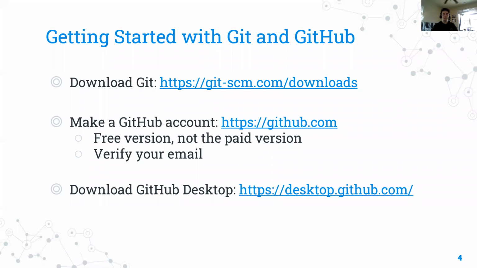So there will be 3 main steps associated with getting started with Git and GitHub. The first step will be to download Git, the second will be to make a GitHub account, and the third will be to download the GitHub desktop app. I'll walk you through how to do each of these 3 steps. So let's go ahead and get started with downloading Git.